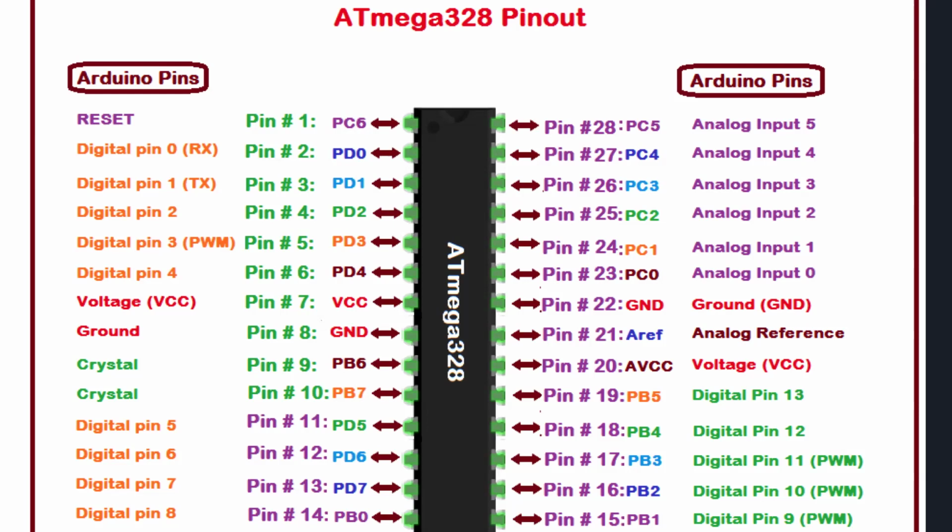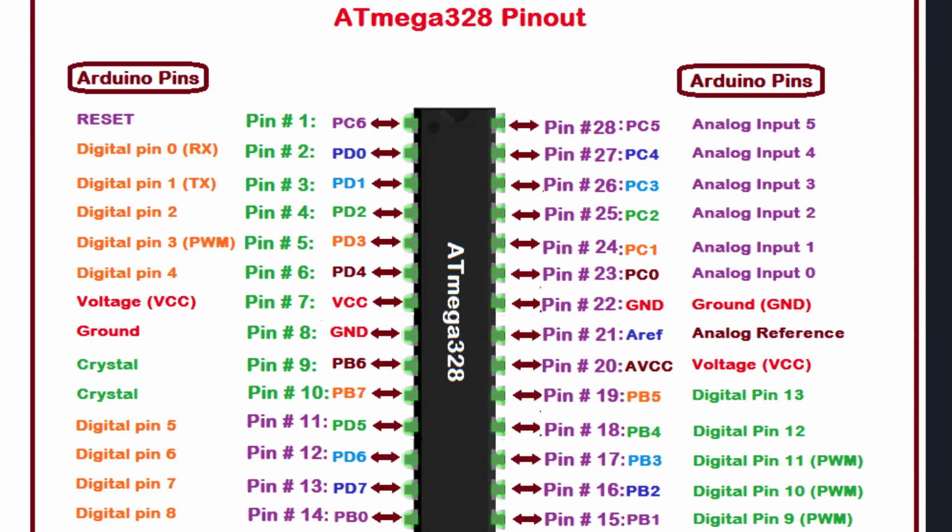We have digital pin 9, digital pin 10, and digital pin 11. What is common in these three? They are PWM pins, pulse width modulation pins, a very important function of an IC. Then comes digital pin 12 and digital pin 13. Again, there's a voltage VCC pin. Then comes the analog reference, the ground again, and there are 6 analog pins.